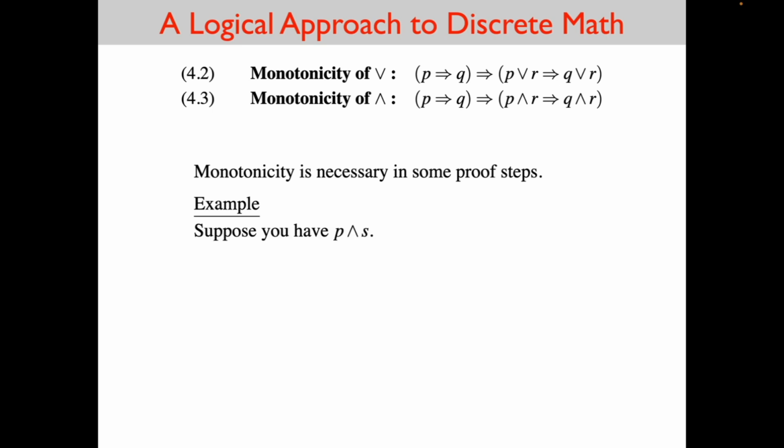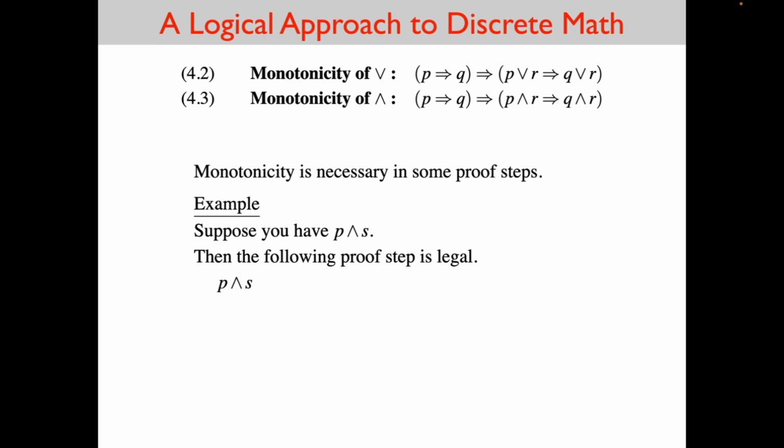Suppose you are doing a proof, and in the process of doing that proof, the last line that you have in your proof is P and S, and you want to make another step in the proof. Okay, so here is an example of a proof step that is legal and how you would use monotonicity. In this case, monotonicity of and, 4.3. So here's our one step in our proof, P and S. So we assume that there have been previous steps that are not shown here. We're just showing one step in a long sequence of steps in a proof.